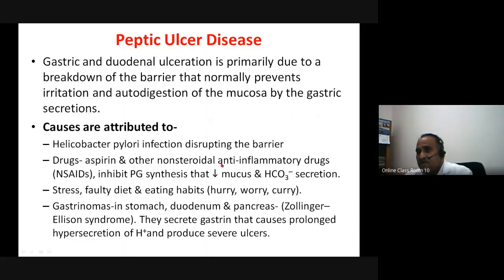So most of these are non-steroidal anti-inflammatory drugs, what we call as NSAIDs. These NSAIDs are used for treatment of pain, especially the arthritis or any other pain or even fever, so they will act by preventing the prostaglandin synthesis. Thus, they will decrease the mucus secretion and the HCO3 secretion, and also increase the acid secretion that would help form the acidity or increased autodigestion. The stress of any nature, the physical or the infectious or whatever, the stress and the faulty diet.